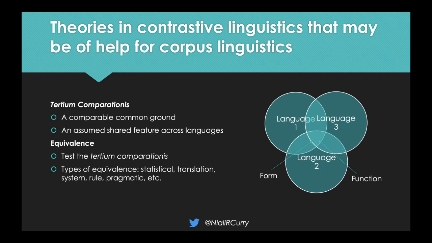So we have this idea of tertium comparationis, which is a comparable common ground, some kind of assumed common ground. And in the case study that I'll share with you, that common ground is that questions are a feature of research article texts in each language, in English, French, and Spanish in my case. So that was what I assumed to be comparable. And then we test that comparability to see to what degree and in what ways this is true.